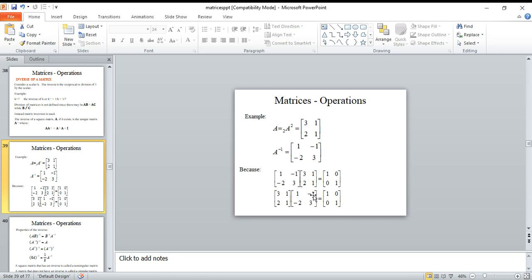3 into 1 is 3, 1 into minus 2 is minus 2, and 3 minus 2 is 1. The first row with the second column: 3 into minus 1 is minus 3, 1 into 3 is plus 3, and minus 3 plus 3 is 0. Next, the second row with the first column: 2 into 1 is 2, 1 into minus 2 is minus 2, and minus 2 plus 2 is 0. Next, the second row with the second column: 2 into minus 1 is minus 2, 1 into 3 is plus 3, and 3 minus 2 is plus 1.